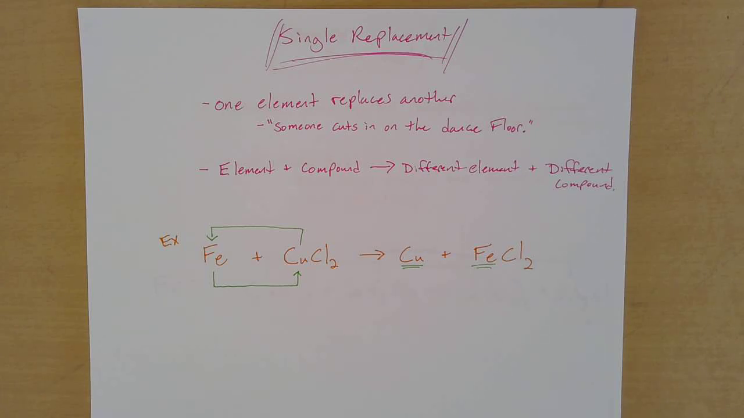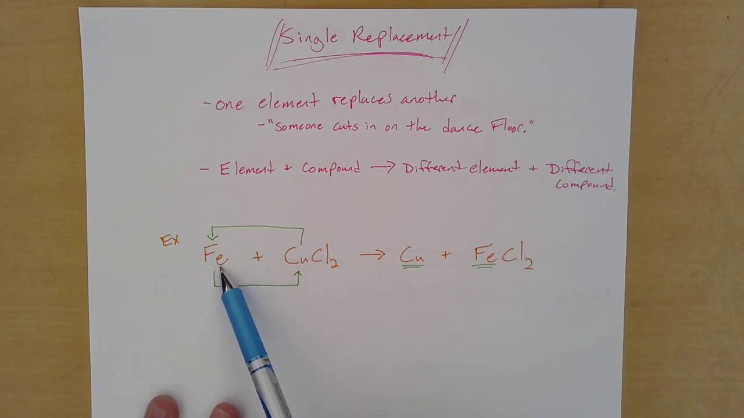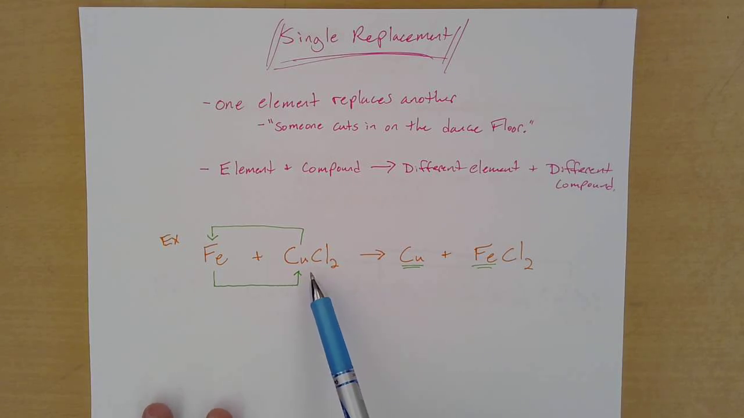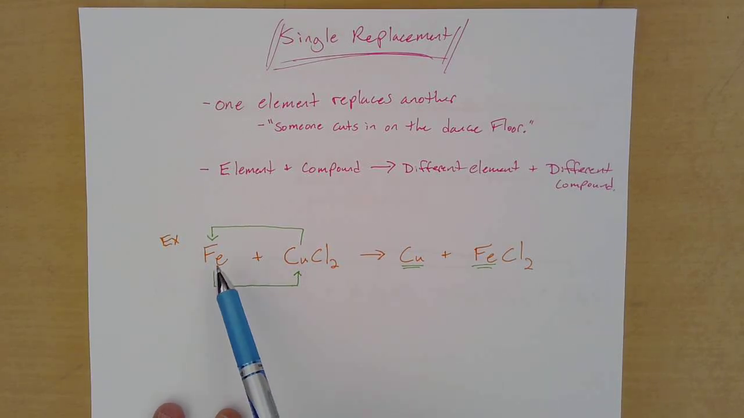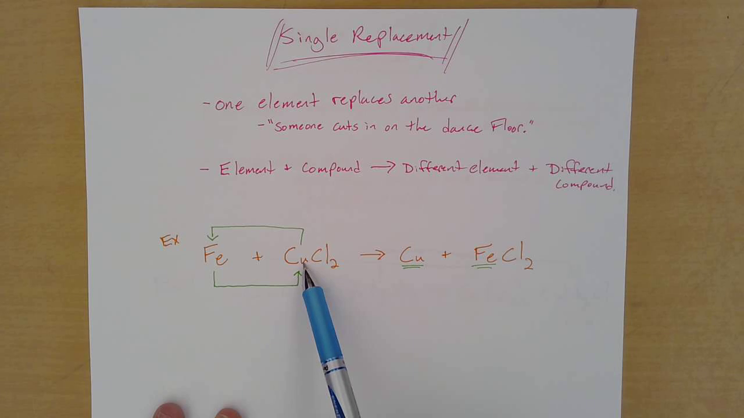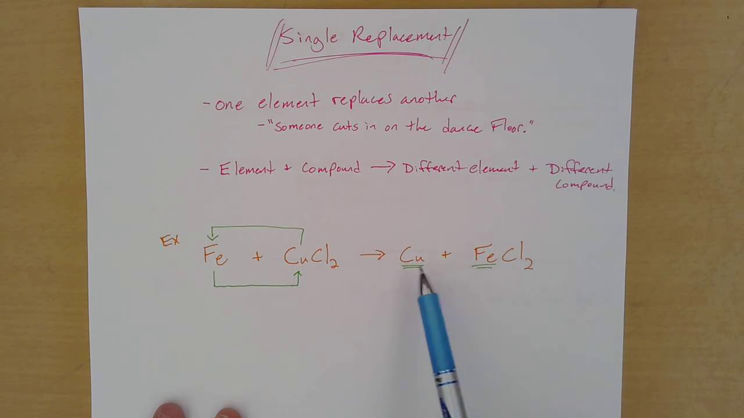So over here we have the element iron, and we have this copper chloride, so this copper 2 chloride. And iron is going to come in and kick that out of the way. So on the other side, we have now iron 2 chloride, and we have this copper hanging out by itself. So that's what we're looking for, one thing.